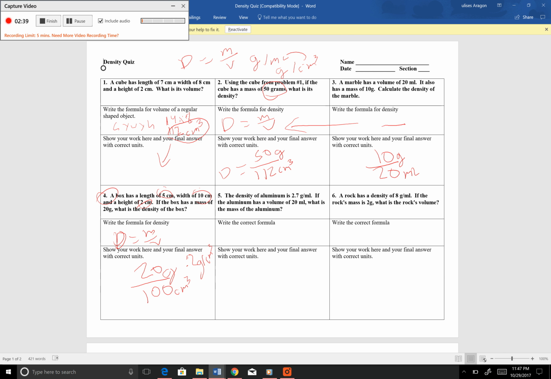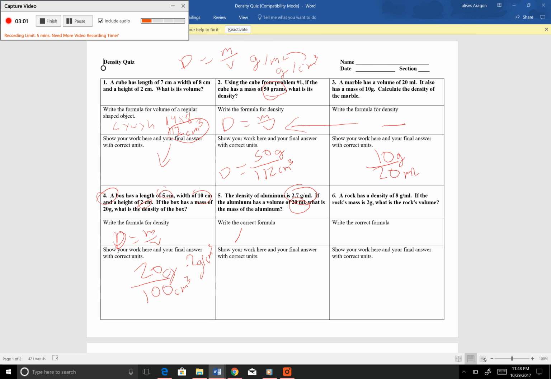All right, the density of aluminum block. Ooh, I love this one. The density of aluminum is 2.7 grams per milliliter. If the aluminum has a volume of 20, what is the mass? So we're not trying to find density, we're trying to find mass. I'm going to do this with you guys.